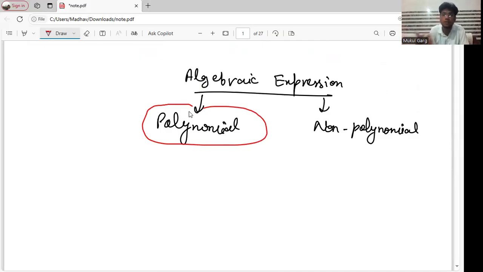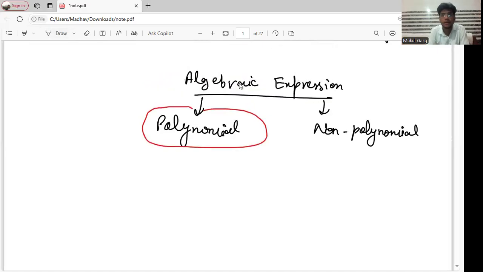We'll be learning about the zeros of a polynomial, and we'll be learning about the classification of polynomials based on the degree and based on the number of terms. And we'll be doing some interesting questions as per the board exam. So now let's understand what makes an algebraic expression a polynomial.